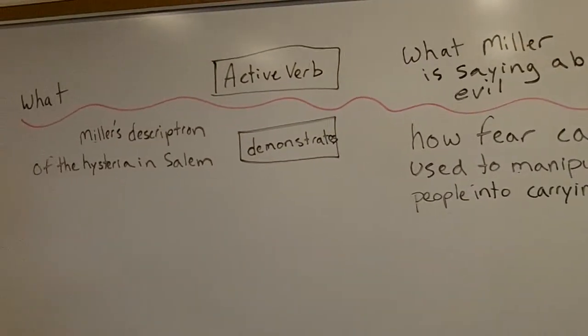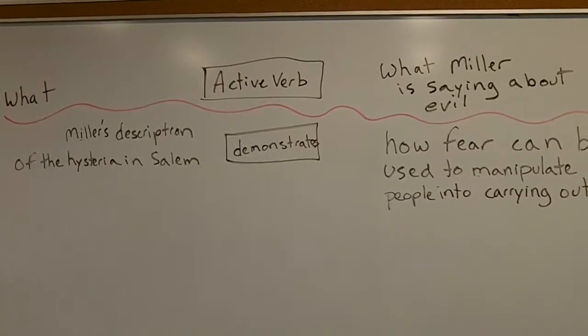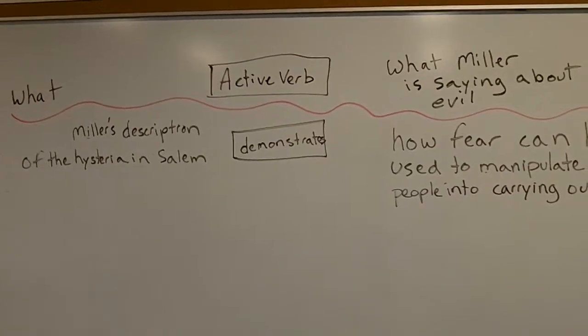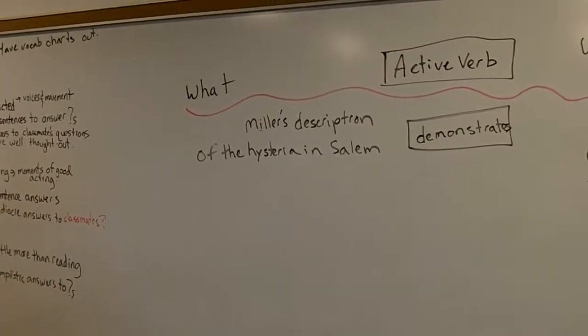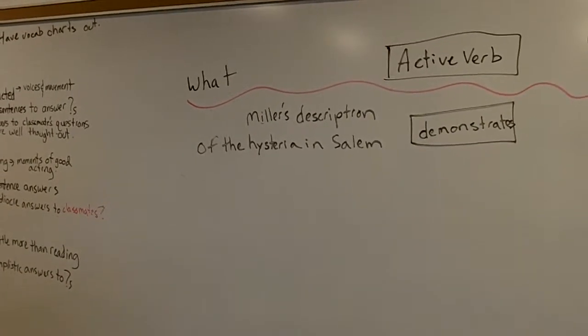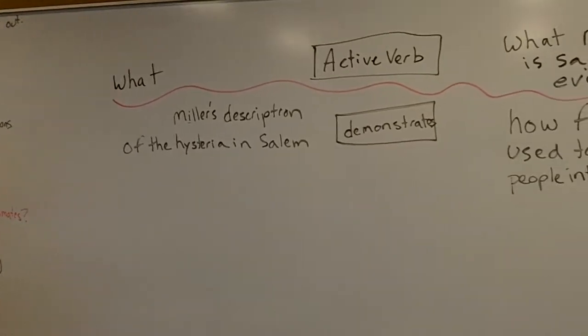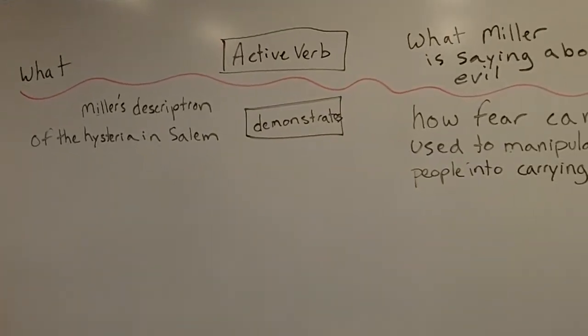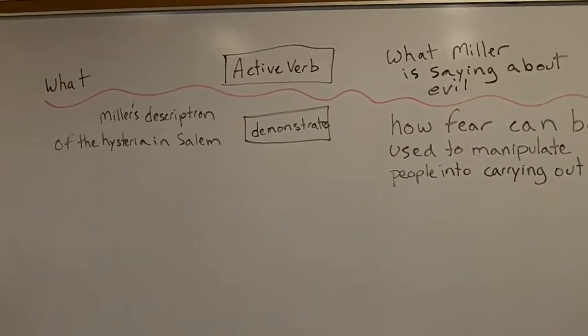And then I came over here and I thought, okay, so how can I summarize what showed me that what Miller was saying about evil? And I put down a general statement. It was Miller's description of the hysteria in Salem that caused me to think about fear. And then I just found an active verb that fit in the middle. So again, that's how you develop a claim.